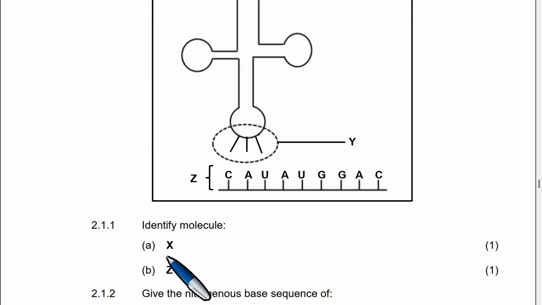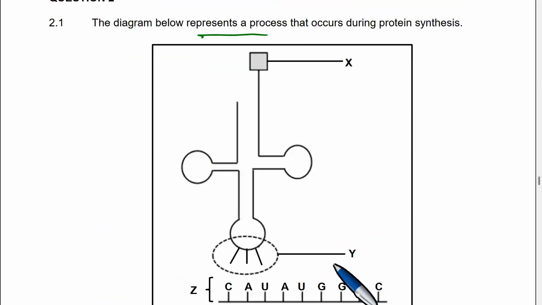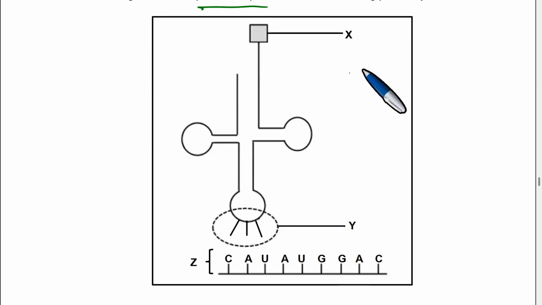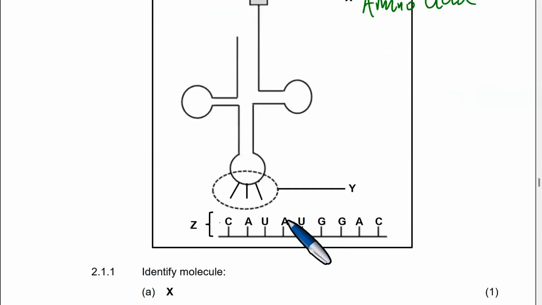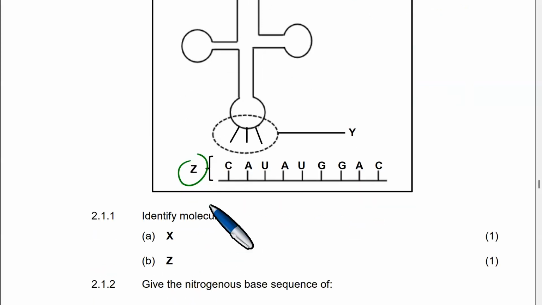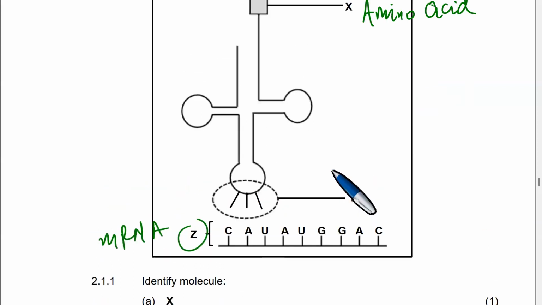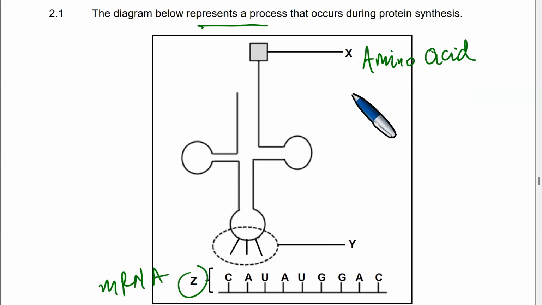2.1.1a. Let's look at first X. What is X called? X is called an amino acid. What about this one, Z? What is Z called here? It's called the messenger RNA, mRNA. This is the messenger RNA, but obviously this one is an amino acid.